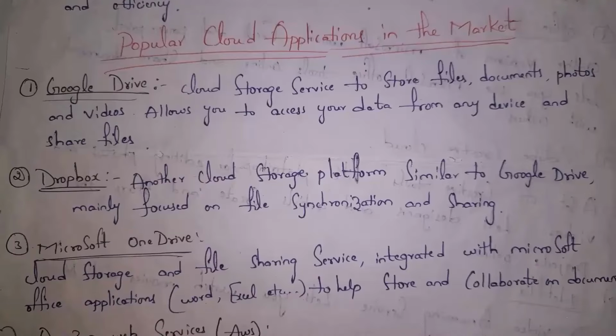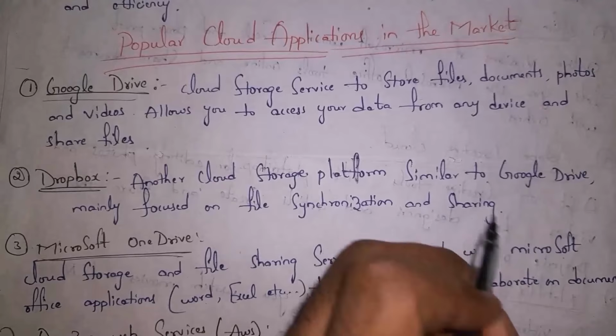And second cloud storage platform is Dropbox. Guys, this Dropbox is similar to Google Drive. And this Dropbox mainly focuses on file synchronization and sharing. Guys, file synchronization is nothing but, whenever you perform any modifications on your file in Dropbox, that file is automatically updated. That is, the file is automatically saved in Dropbox. And we can also easily share files in Dropbox.